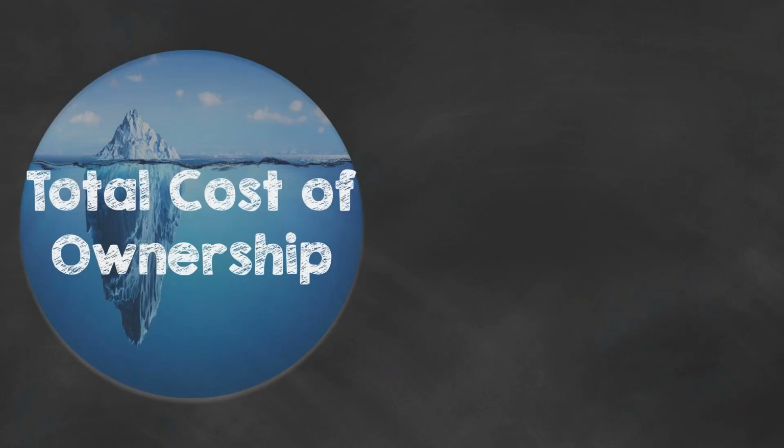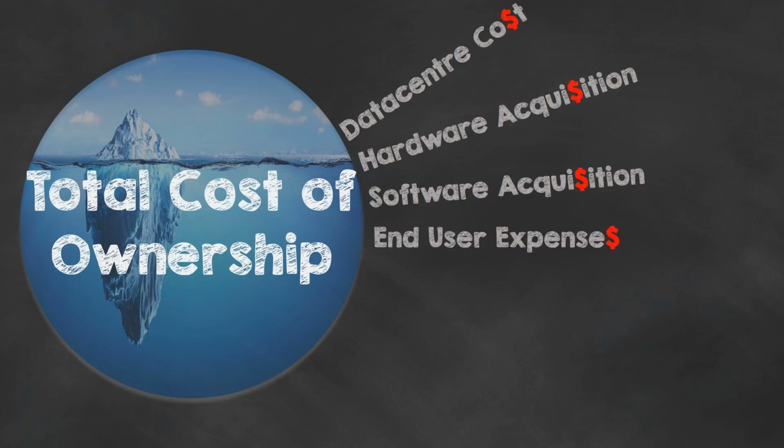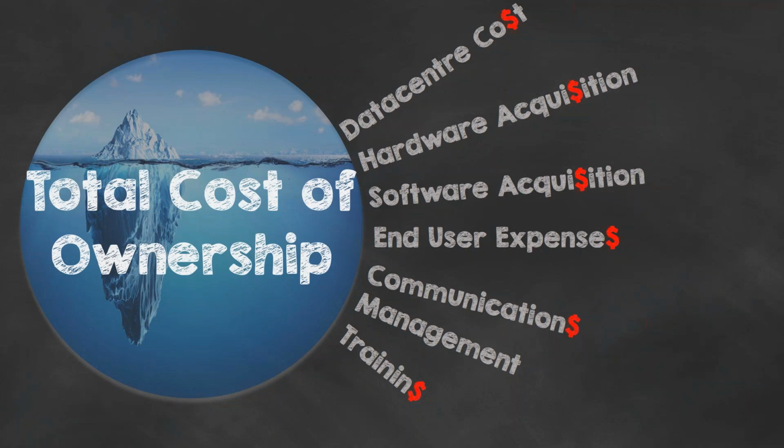When we are talking about TCO, it is quite often thought of as an iceberg. The reason for that is quite a lot of costs are hidden and not directly visible or easily foreseen. For example, when you're talking about data center cost, there is power, cooling, security, redundancy, availability. All of those come into the picture.